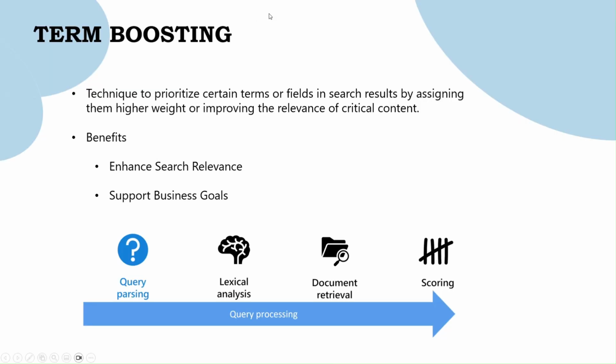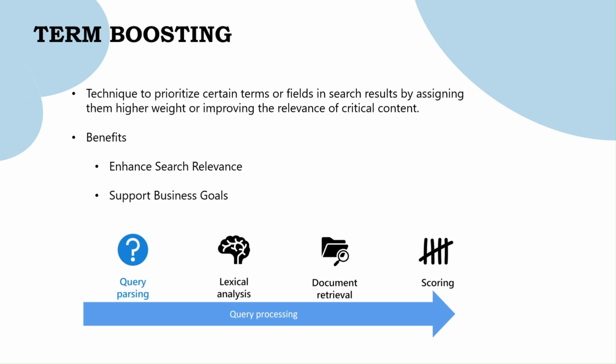So let's get started. Now, one of the key aspects of any search solution is relevance. Well, let's face it, nobody likes scrolling through irrelevant results to find what they are looking for, right? The true power of AI search solutions lies in their ability to surface the most relevant results at the top, right? In Azure AI Search, we achieve this with a technique called term boosting. Now, what is term boosting? Well, simply put, it's a technique that allows us to prioritize specific terms or fields in search results by assigning them a higher weightage. This ensures that the content most critical to our search context is ranked higher and is shown first, which significantly improves the user experience.